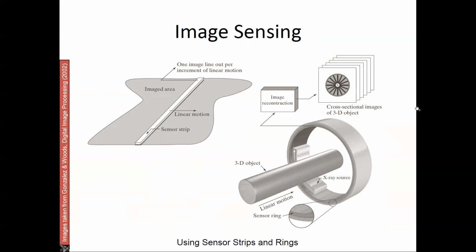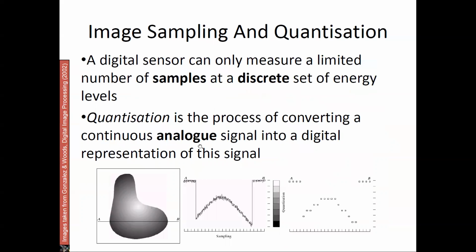In case you want three-dimensional images, you can have them using this MRI scan, where continuously the 3D object is imaged from this particular portion circularly, and we have cross-sectional images which form the 3D object in a single stage.